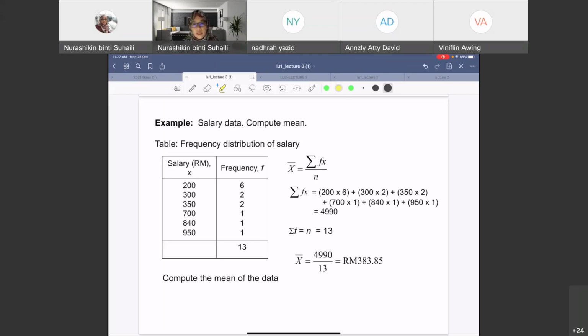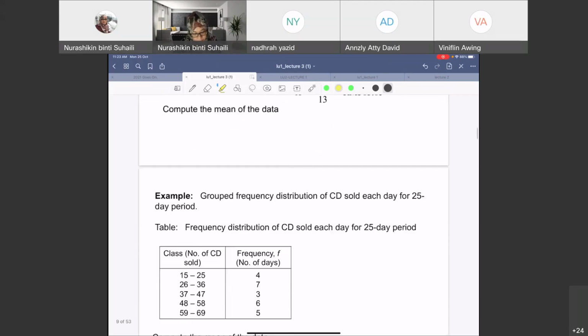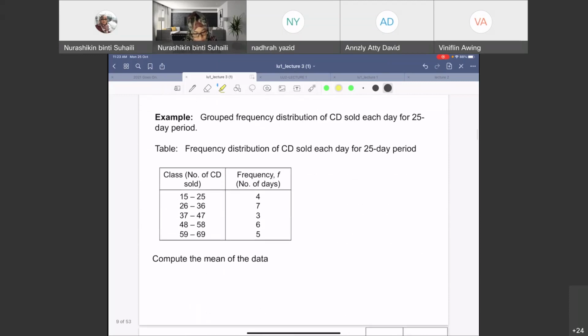So 4990 divided by 13, you get this mean value. Okay, so that's how you find the mean for this frequency distribution data. That's quite easy. And then what happens if, let's say, we have a grouped frequency distribution like this?